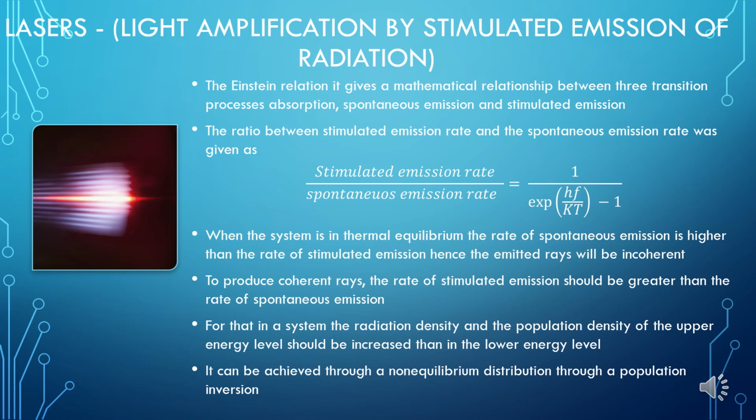For that, in a system, the radiation density and the population density of the upper energy level should be increased over that of the lower energy level. It can be achieved through a non-equilibrium distribution, through a population inversion.